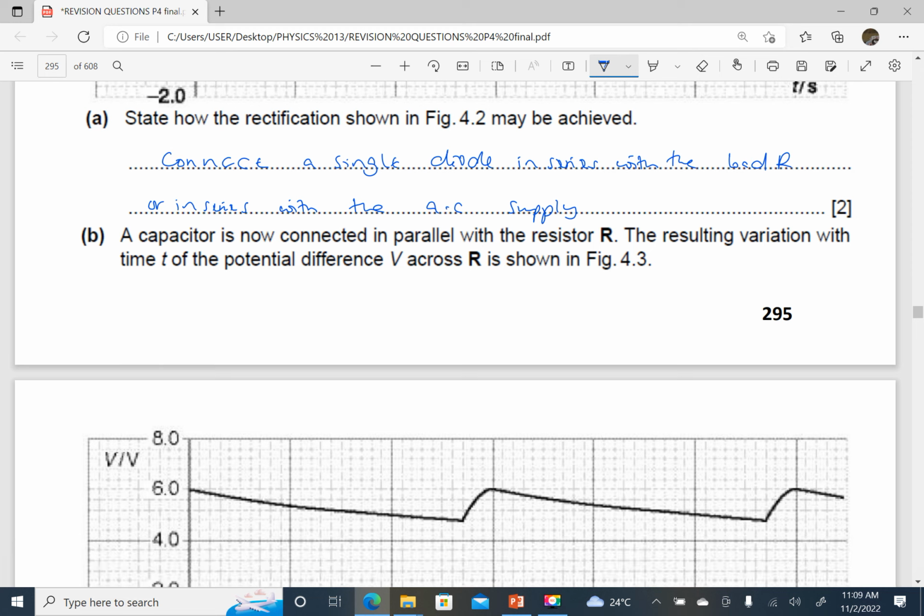A capacitor is now connected, so you must ensure that you connect a single diode in series with the AC supply or with the load to achieve half wave rectification. The capacitor is now connected in parallel with the resistor R. The resulting variation with time t of the potential difference V across R is shown here.